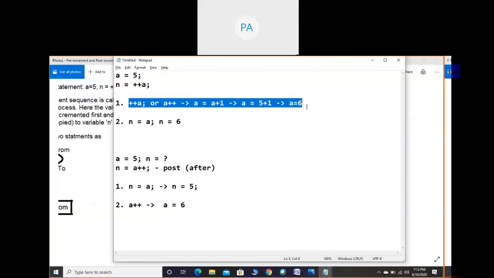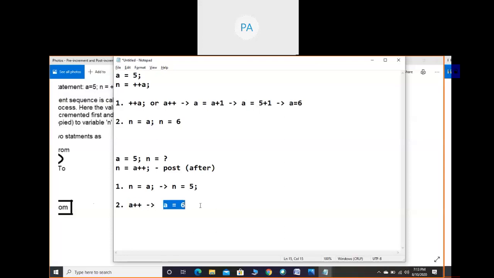When we come to the post increment, by this time we will come to know what we have to do. Whenever we come across plus plus, for that variable you increase the value by 1. So the initial value of a was 5, you increase it by 1, it becomes 6. So the final value of a is 6, whereas the final value of n is 5, because we have copied the a variable before incrementing, so it remains as 5 only.